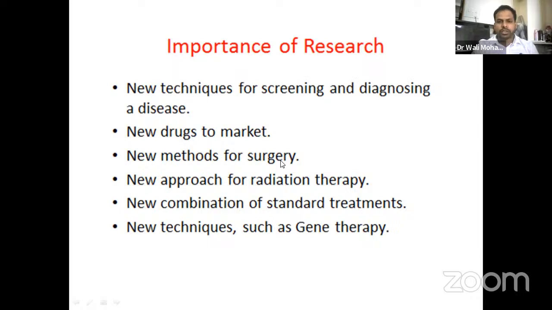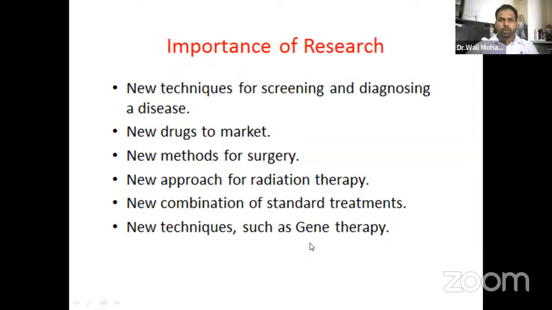It's an ecosystem: once we do research, we keep adding new drugs to the market. Ultimately, we improve the patient's outcome. And apart from drug molecules, clinical research is not only about drugs, it is about methods of surgery also. A lot of techniques are involved, so all of this is included in clinical research itself. Likewise, radiation therapy is one of the important aspects for onco patients. Then combination therapies, new techniques, and gene therapy, which is booming now. All of this comes under the importance of research.